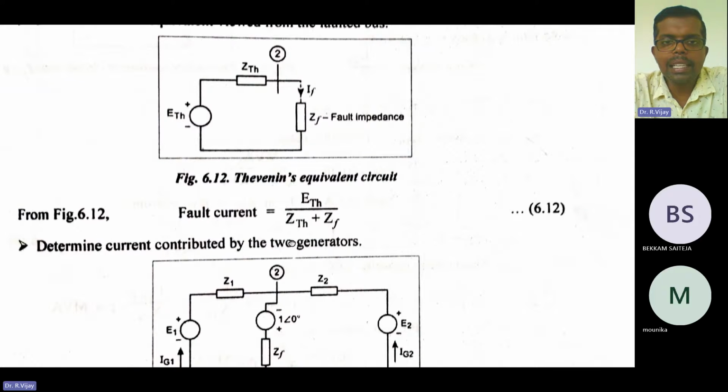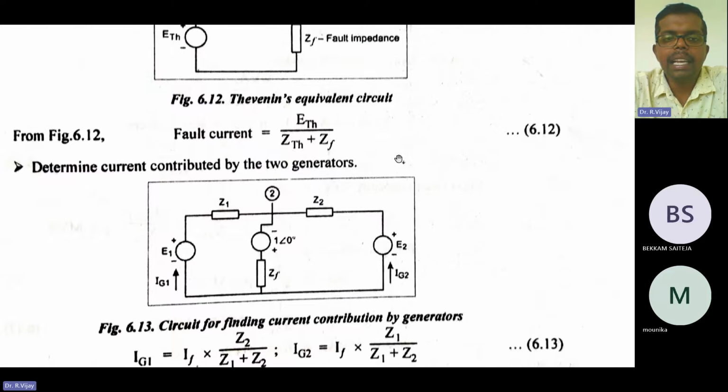Next, fault current. How to calculate this fault current? It is the Thevenin voltage divided by the Thevenin impedance and the fault impedance. This you already know: I is equal to V by Z. Here V is the Thevenin's equivalent voltage divided by the total impedance, and the total impedance is the Thevenin's equivalent impedance plus the fault impedance.